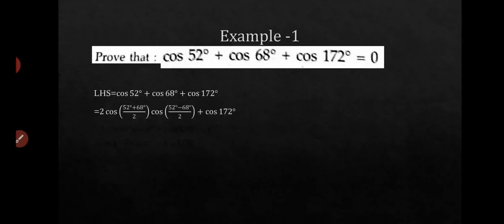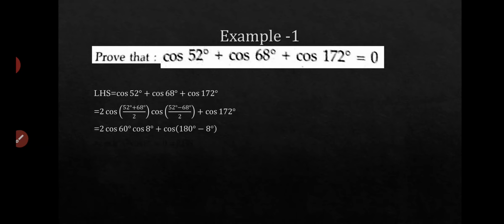So if I take the first two, I have this: 2 cos (52 plus 68) by 2 cos (52 minus 68) by 2 plus cos of 172 degree. Now 52 plus 68 is 120, divided by 2 is 60, and 52 minus 68 is minus 16, divided by 2 is minus 8. Cos absorbs the negative sign, so it will just give you 8. And 172 degree, you can write it as 180 minus 8. So this is what you get.